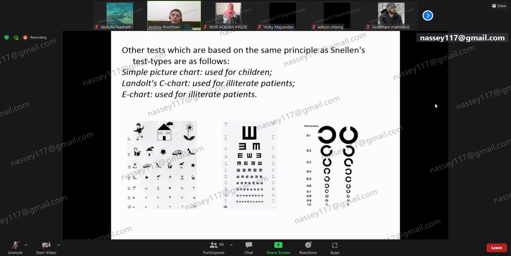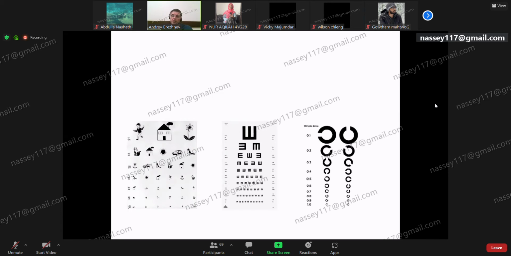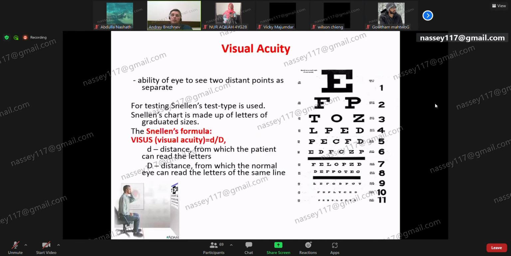So the symbols, the so-called optotypes, are different, but the principles of these charts are the same. Distance for the examination is also different in different countries. For example, in our country and during our practical classes, we will use the distance 5 meters. In most of European countries, it's 6 meters, but the formula is the same.